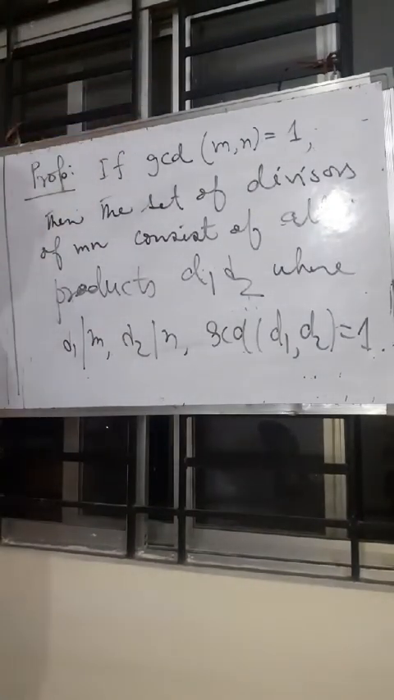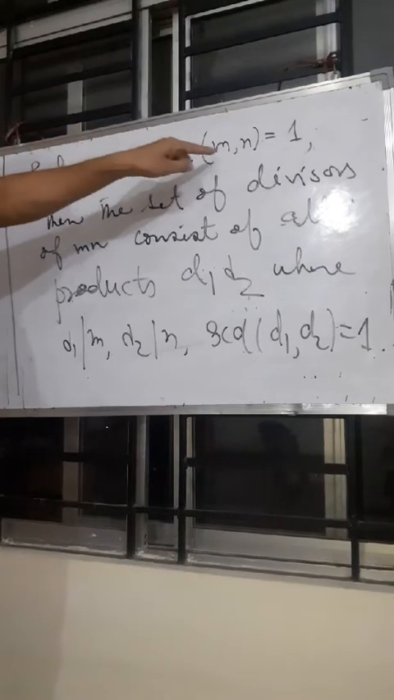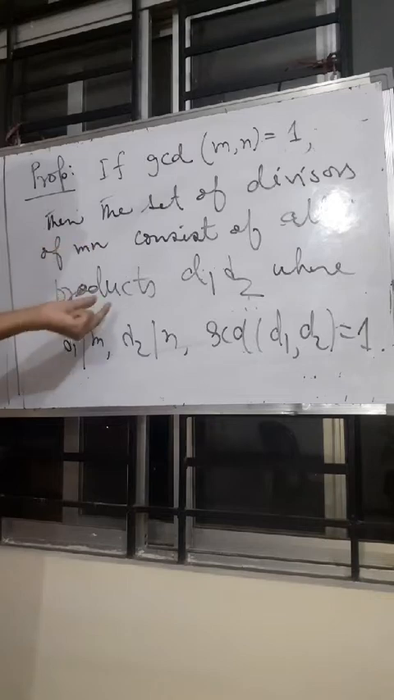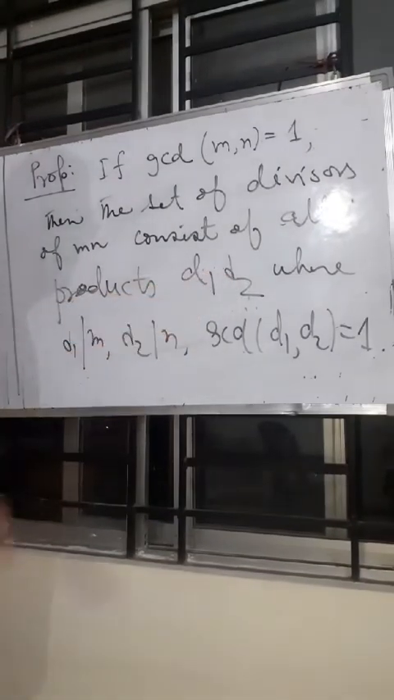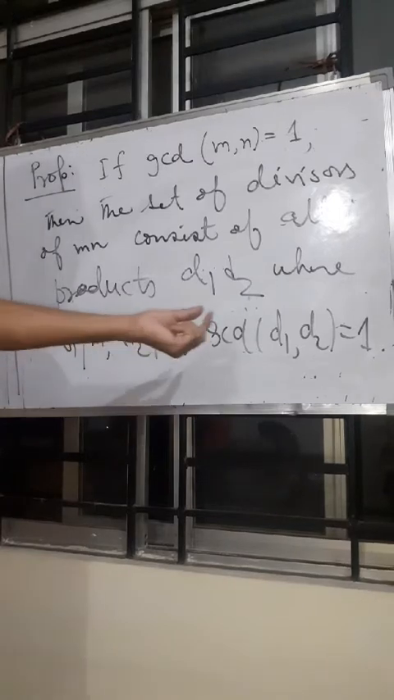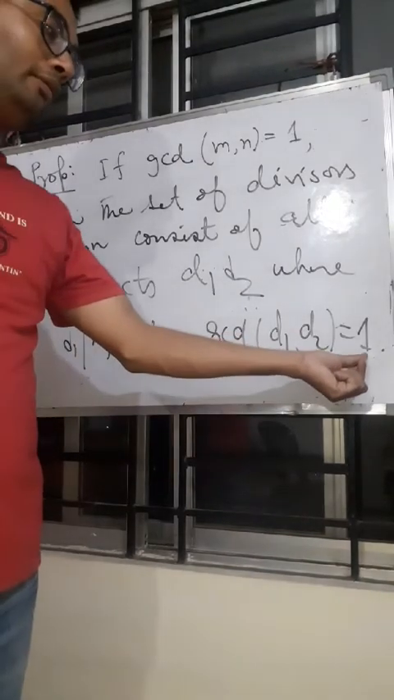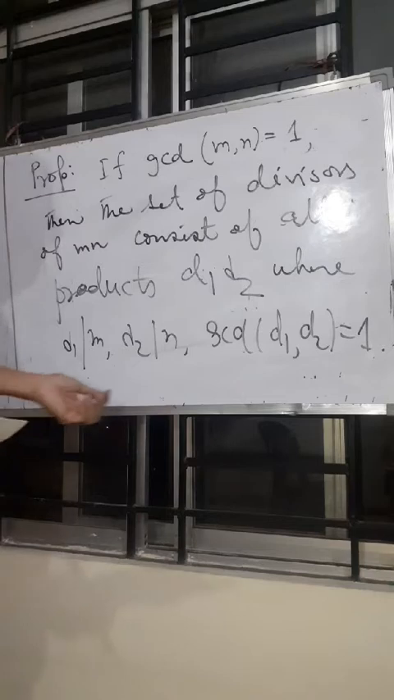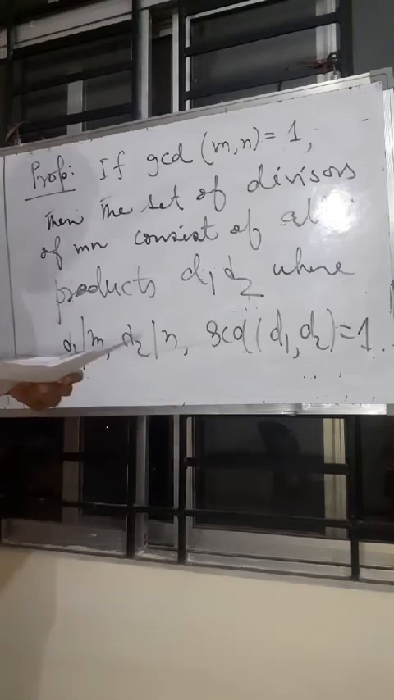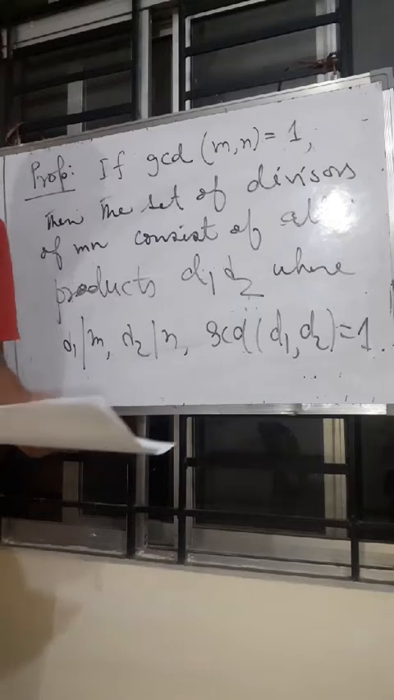Go through the statement once again. GCD of m, n is 1, then divisors of m into n are of the type d1 into d2, where d1 will divide m, d2 will divide n, and GCD of d1 and d2 will be 1. So I will go to the proof. It is an easy proof. You can check the notes. I go to the next result.